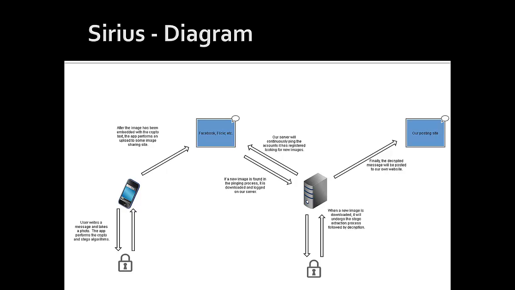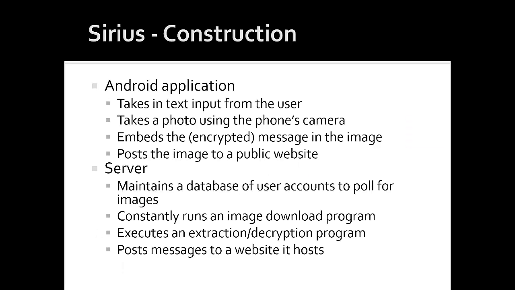Here we see the system topology. Beginning with our app, the stego image is uploaded to a known website outside of our influence, perhaps Facebook, Flickr, Imgur, what have you. We then download and decrypt the message before uploading it to our own website on the far right in plain text. As I've noted, the system is comprised of two main parts, the Android application and our backend server.